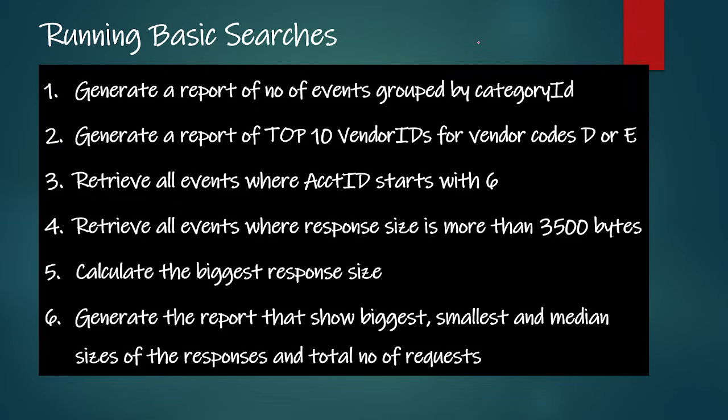Hello all, in this section we are basically going to run some of the basic searches, and you can see that we are going to generate some of the reports for this example. We will start with the first report. The first report says generate a report of number of events grouped by category ID.